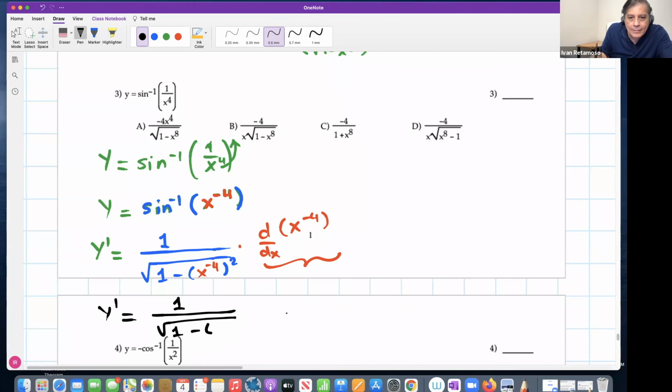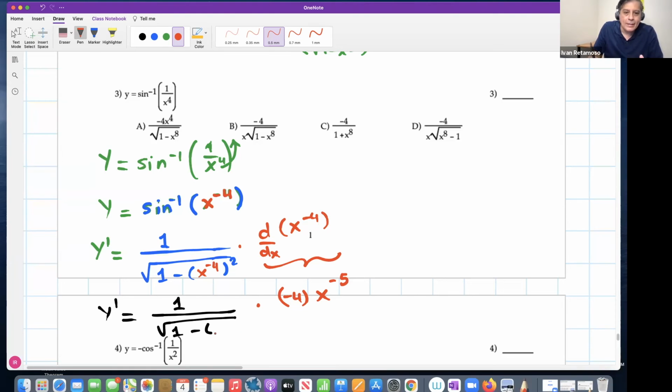I see. Let's check. Minus 4 times x raised to minus 5. Very good, Marcos. Very good, Deep, right? That's what it is. Excellent. And that's the reason why we wrote it this way, right? Yeah, so we can compute this derivative easily. So let's just write it out. Minus 4 times x raised to minus 4 minus 1 is minus 5.